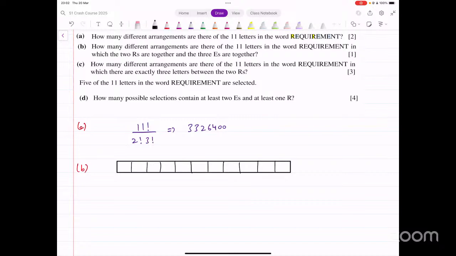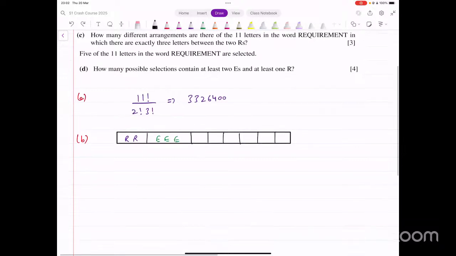Now, the 2 R's have to be together. If the 2 R's have to be together, we merge 2 boxes and we put the 2 R's in that single box. Then the 3 E's have to be together. We merge 3 boxes, 1, 2, 3, and we put 3 E's in this box. And now the other letters are all different. There's no repetition in the remaining letters now. Okay. And how many ways can you arrange this now? How many boxes do we have? 1, 2, 3, 4, 5, 6, 7, 8. There are 8 boxes in total.